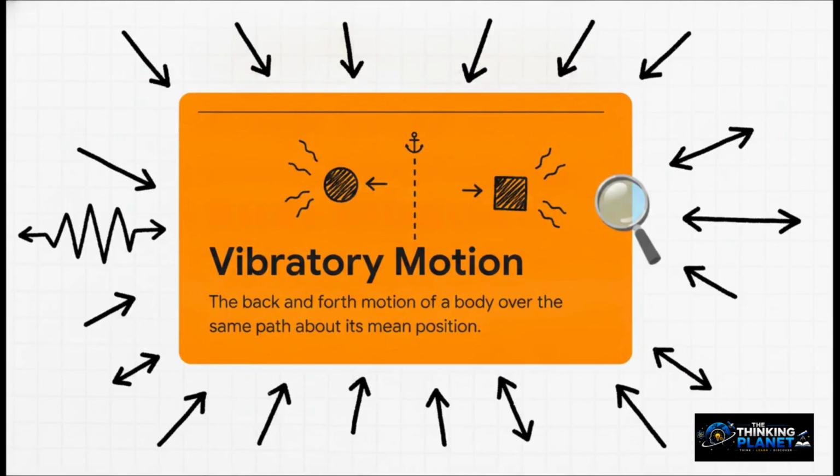Our third and final major category is vibratory motion. This is defined as the back and forth or to and fro motion of a body over the exact same path about its mean position. Let's actually slow down a second and focus on that term mean position. That just means the resting anchor. The object goes away from its rest position and then comes right back, repeating this over and over again.